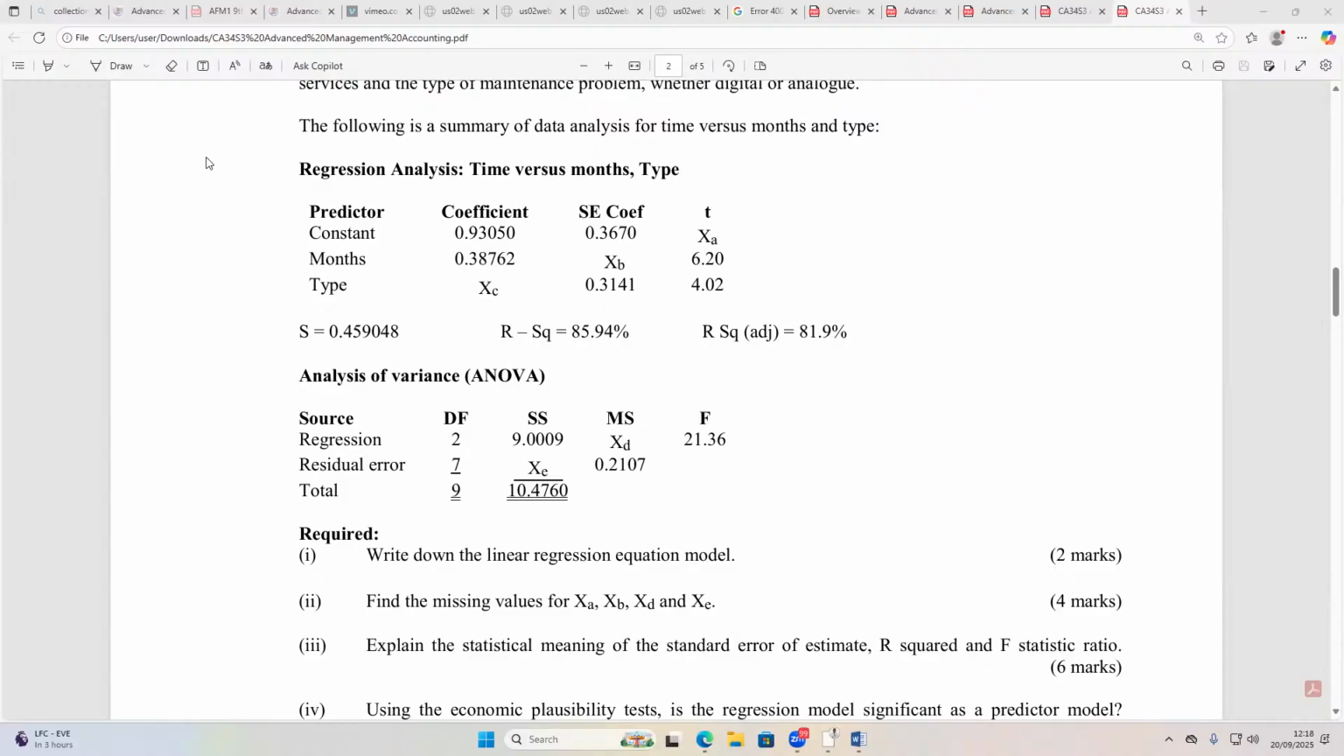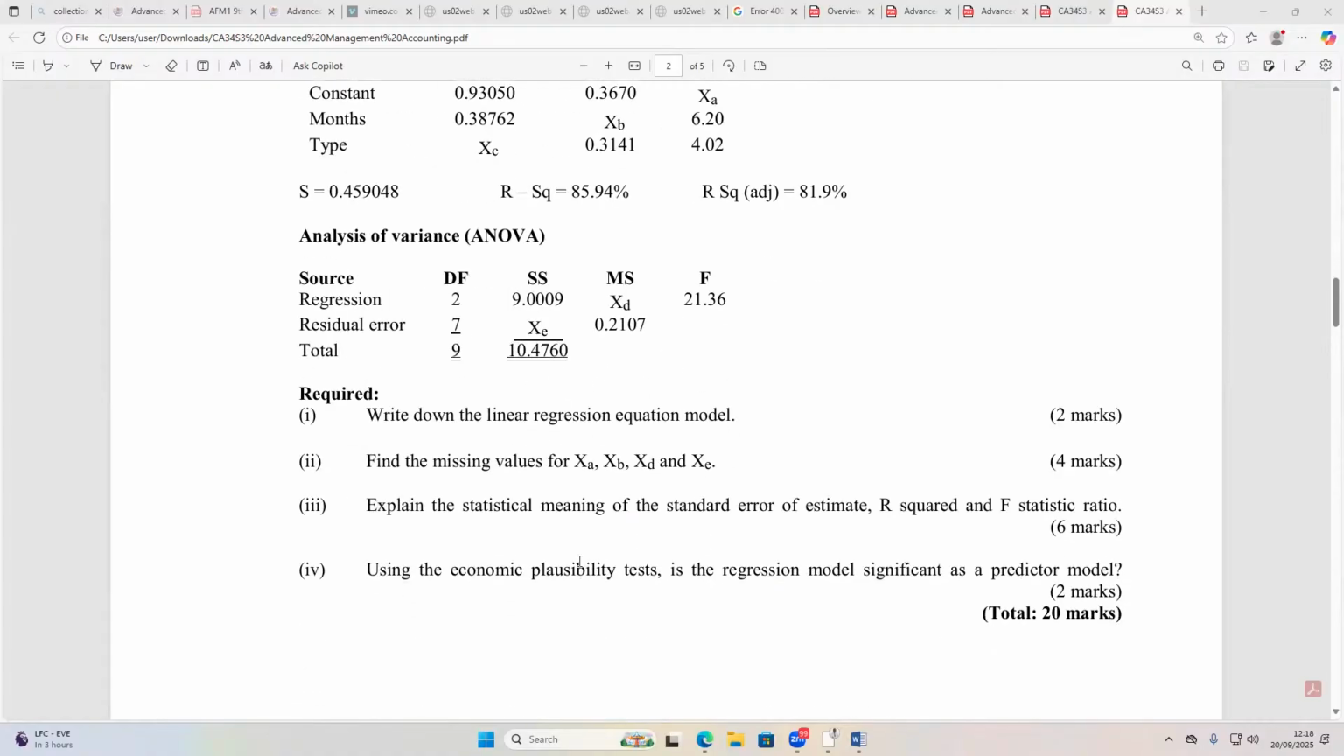we have F. They want us to write down the linear regression equation model, 2 marks. Then we find the missing values of XA, XB, XD, and XE. Explain the statistical meaning of the standard error of estimate, this one here, R squared, this one here, and the F statistic given here. Using the economic plausibility test, is the regression model significant as a predictor variable?